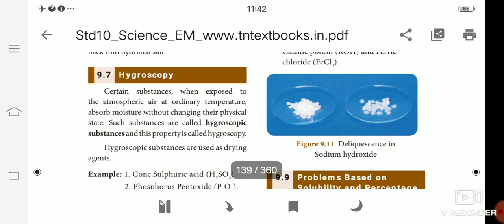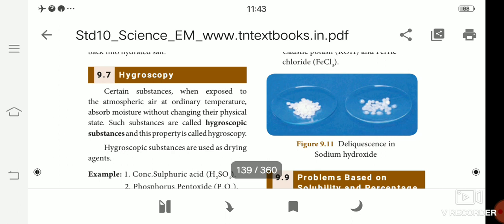Hygroscopic substances are used as drying agents. Examples: concentrated sulfuric acid, H2SO4; phosphorus pentoxide, P2O5, where penta means 5; quicklime, CaO, calcium oxide; silica gel, SiO2; and anhydrous calcium chloride, CaCl2. So this is hygroscopy.